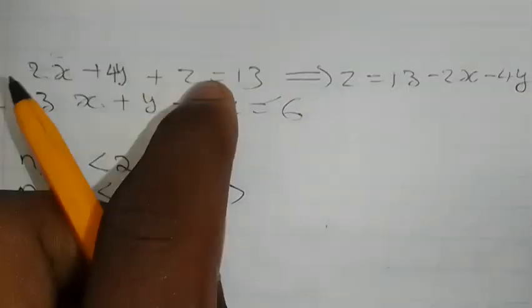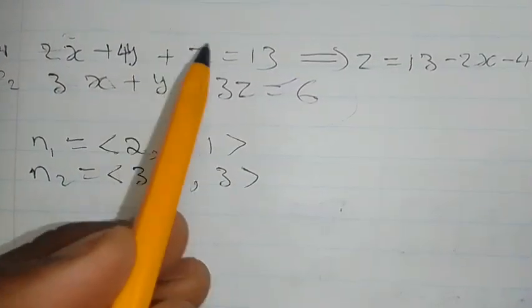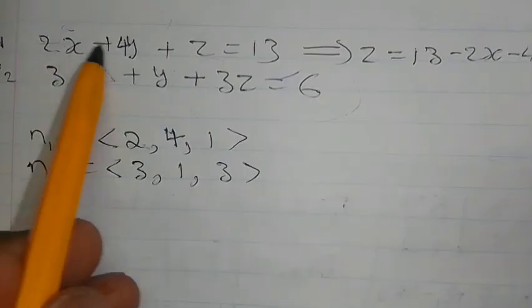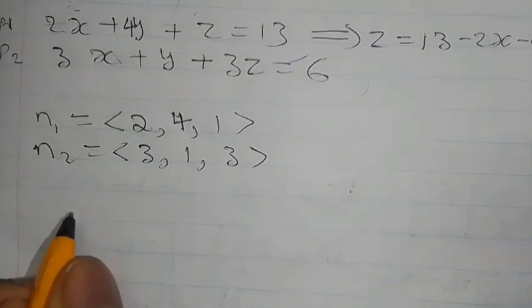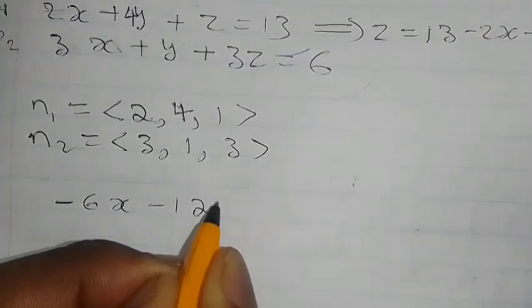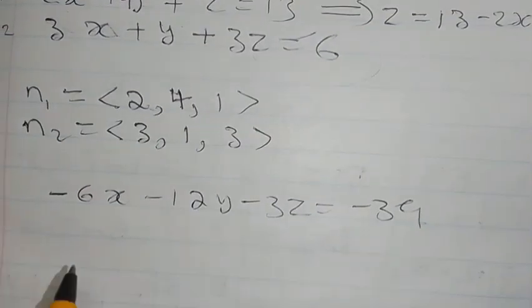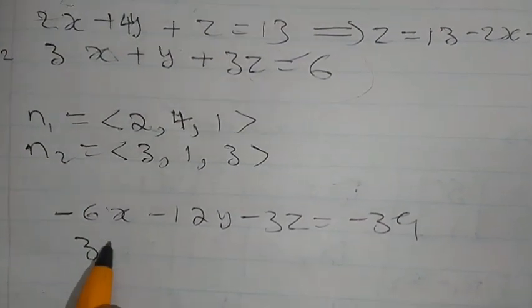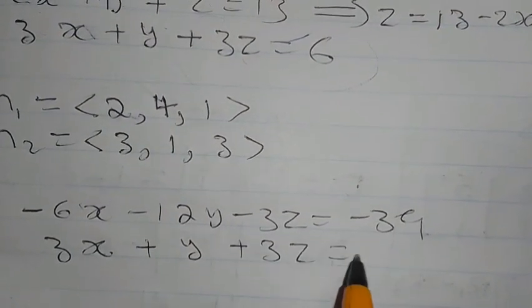But now I'm eliminating z. What do I do? I multiply plane 1 by negative 3, because we want minus 3z here so that when we add the two planes, z cancels out. So you'll have -6x - 12y - 3z = -39. And then the second plane, you keep as it is: 3x + y + 3z = 6.